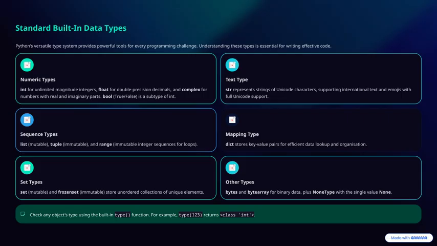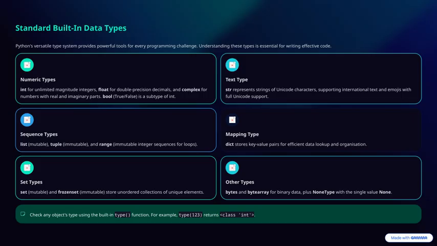Starting with numeric types, we have int for whole numbers of any size, thanks to Python's unlimited precision. Float is used for double precision decimal numbers, which are great for most calculations involving fractions. Complex numbers, which include real and imaginary parts, are also available for more advanced mathematical operations. Interestingly, bool, which represents true or false, is actually a subtype of int, so true is essentially 1 and false is 0.